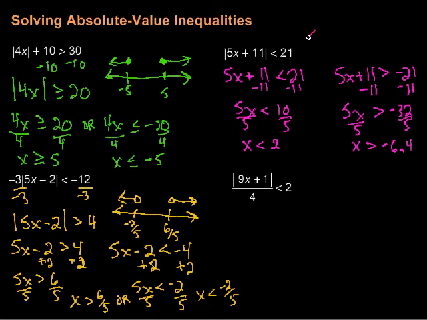So then, to graph this one, we're going to graph those individual pieces. We have negative 6.4. That's going to be an open circle, and we're looking for stuff greater than negative 6.4, so that's going this way. Then we have the 2 over here, and it's going to be an open circle there as well because it's less than. Where's the stuff less than 2? This direction.